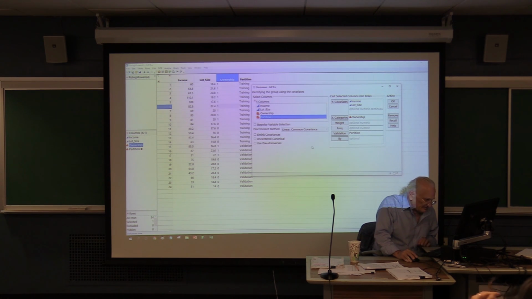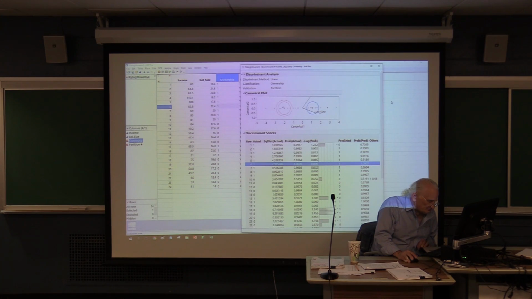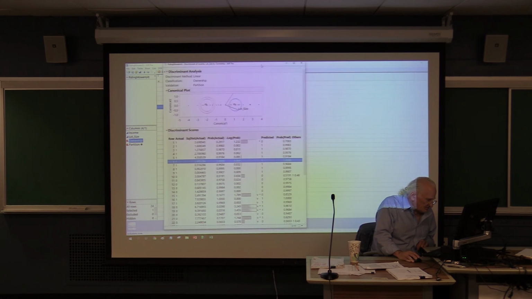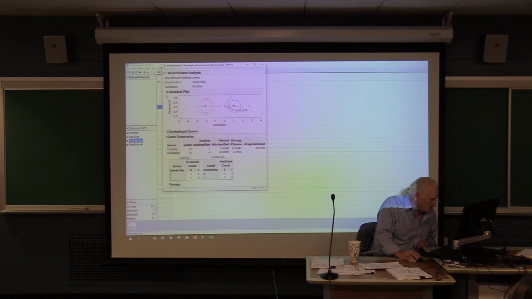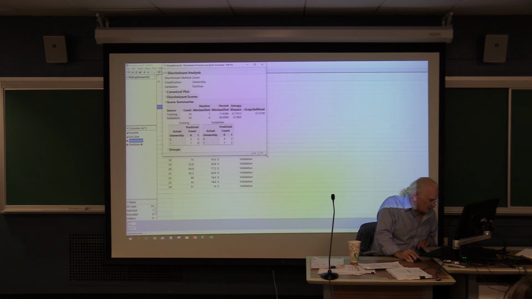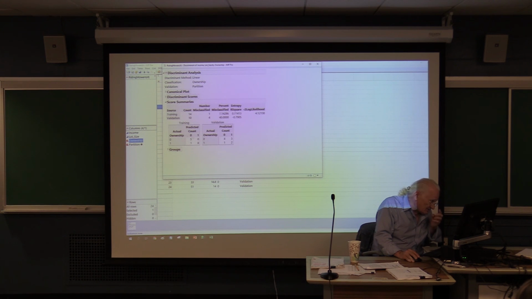We have different types of discriminant analysis, linear, quadratic, and some others. Then I click OK. Okay, there's a lot going on here. Don't worry about entropy right now. If we have time, I'll explain what that is. You have the confusion matrix for the training and the validation. The validation one is more meaningful.